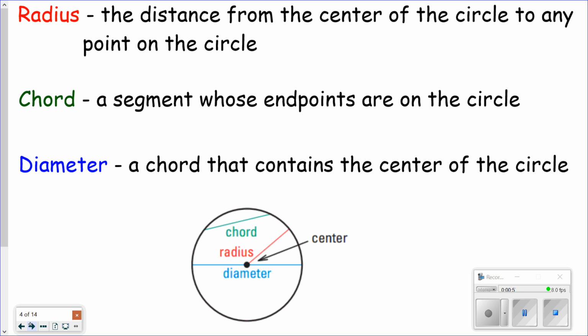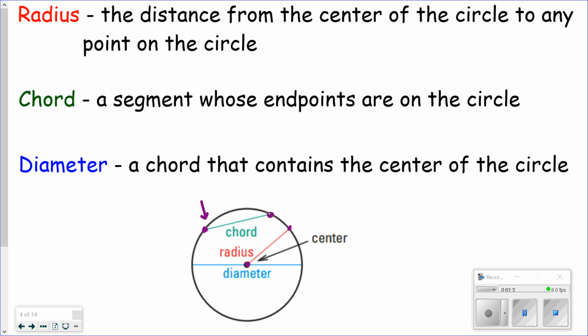A radius. A radius is the distance from the center of the circle to any point on the circle. If we look down here, we see it's that red line from the center to the outside of the circle. A chord. A chord is a segment whose endpoints are on the circle. Once again, if you look at our example here, it is this green line. So the difference between a radius and a chord is that the radius goes from the center to the outside. A chord just goes from one point on the outside of the circle to another point. It does not go through the center.